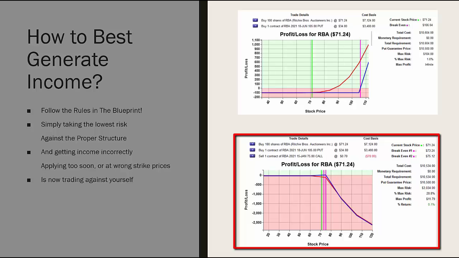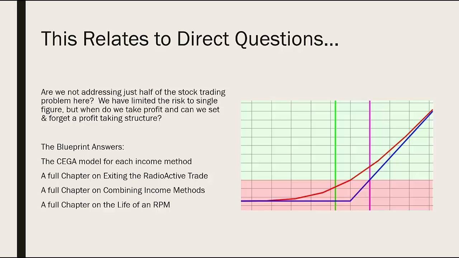And they apply the income methods too soon, at the wrong strike prices, and create a position that actually increases the risk to the upside, in the direction that you thought the stock was going to go. This is now trading against yourself, something that you want to avoid, and the reason why you need to have the blueprint for the full description of when and how to use the 12 different income methods. Believe me, I've seen this happen many years, and I've seen this topic and discussion happen year after year.